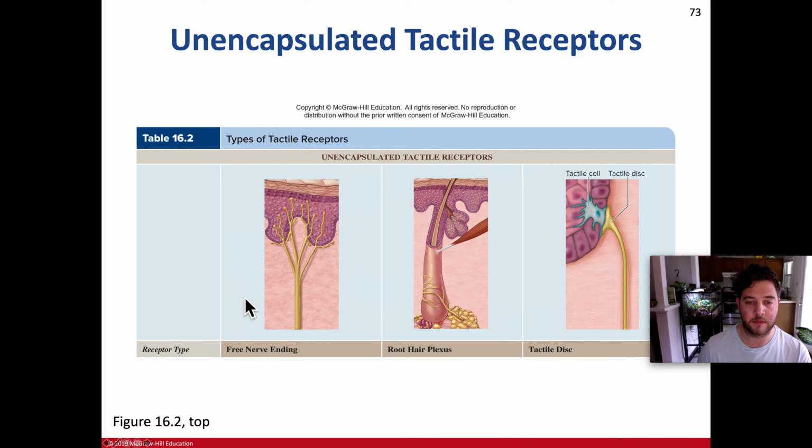Here is a depiction of those. You can see the free nerve endings, these wrapped around the root hairs, and then these tactile discs up against tactile cells, transmitting that pressure signal.